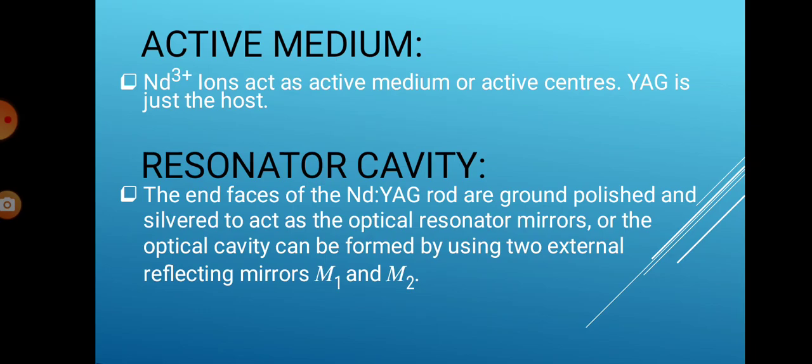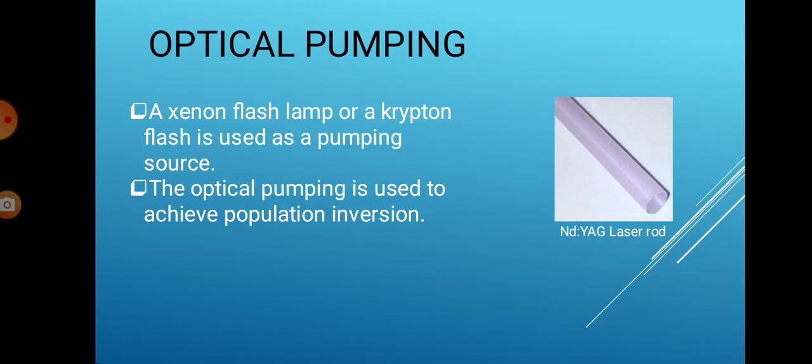Resonator cavity: the end faces of the Nd:YAG rod are ground, polished and silvered to act as an optical resonator mirror, or the optical cavity can be formed by using two external reflecting mirrors M1 and M2. Optical pumping: the figure represents the Nd:YAG laser rod. A flash lamp or krypton flash is used as a pumping source. The optical pumping is used to achieve population inversion.